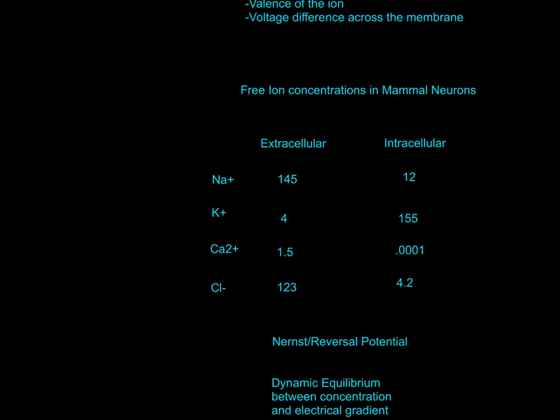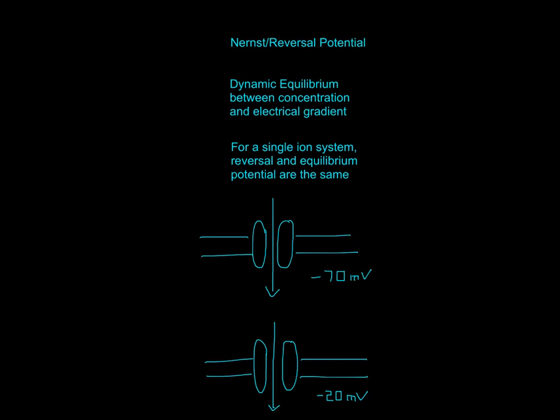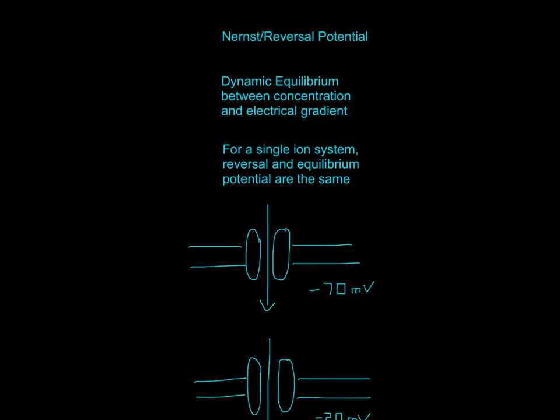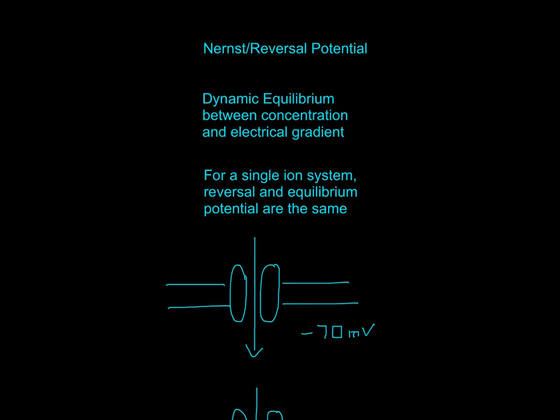So moving on, let's talk about the Nernst potential. What is the Nernst potential? Just to let you know, the Nernst potential is the same as the reversal potential. And for a single ion system, reversal and equilibrium potential are the same. So if we're just talking about one ion, equilibrium, reversal, and Nernst are all the same thing, and they can be used interchangeably. And what is it? It's the dynamic equilibrium between concentration and electrical gradients.